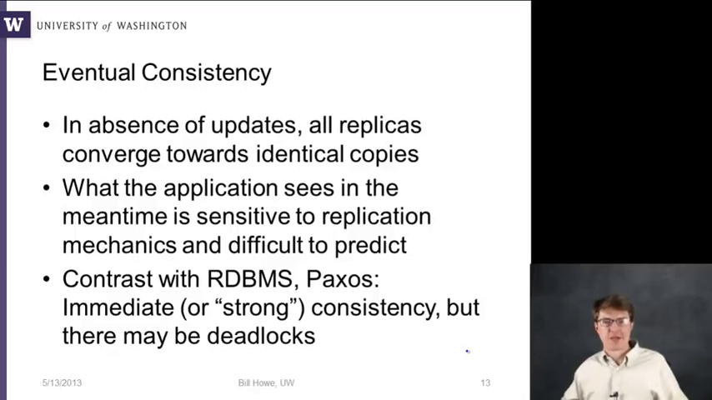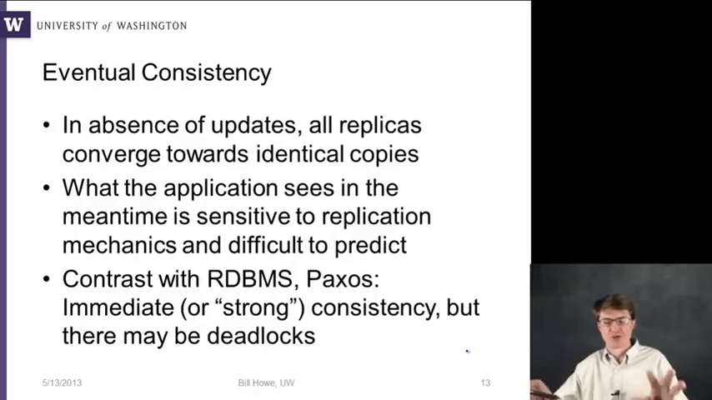But what the application sees in the meantime, which status one of your friends might be looking at, is really sensitive to the internal details of whatever application you're building, and is therefore difficult to predict. Okay, and so for this reason, it's a little bit difficult to reason very precisely or formally about what eventual consistency means, because it is so dependent on particular implementation details that are themselves difficult to formalize.